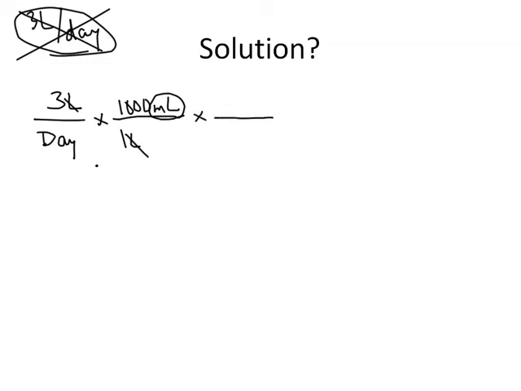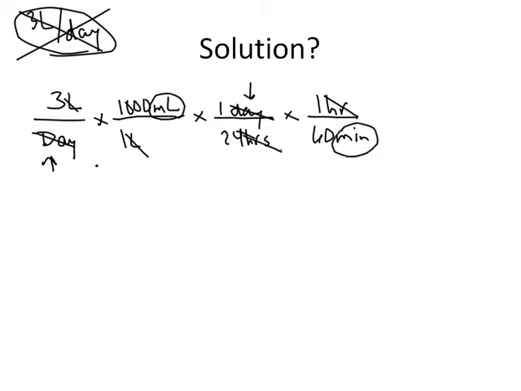So now I'm going to change the days to minutes. In one day, we have 24 hours. Now notice, because days was in the denominator, to cancel it has to be up here on the top. So days cancels out. Now I'm in milliliters per hour. I want to go to minutes. So 1 hour is 60 minutes. So hours cancels out. And now I'm in milliliters over minutes, which is nice.